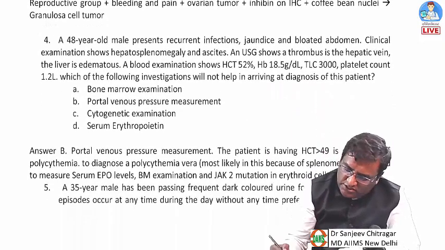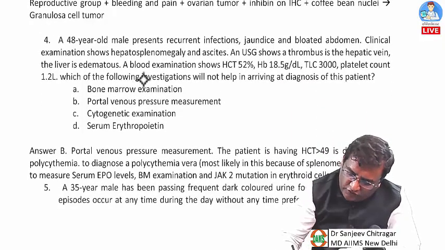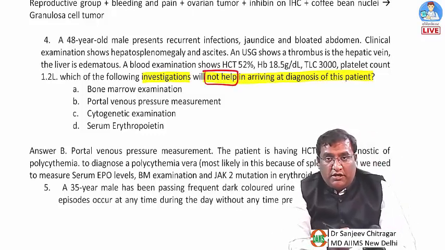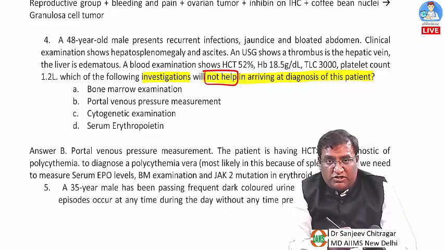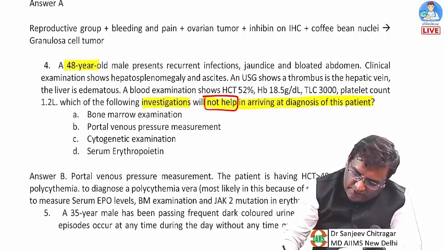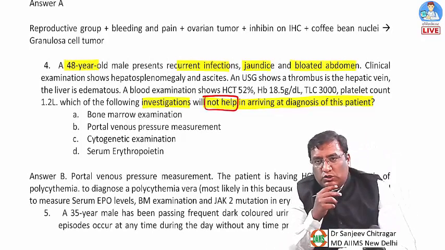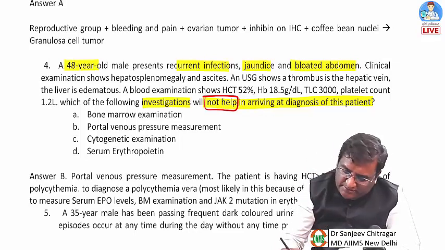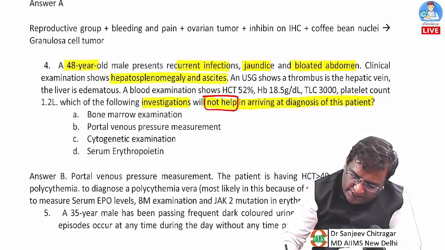Next question, again the last line. Which of the following investigations will not help in arriving at a diagnosis? The question says will not help, so which is the not useful investigation: bone marrow examination, portal venous pressure measurement, cytogenetic examination, serum erythropoietin. Let me look at the question. A 48-year-old male presents with recurrent infection, jaundice and bloated abdomen. Clinical examination shows hepatosplenomegaly and ascites.